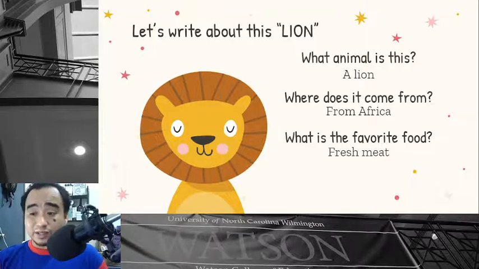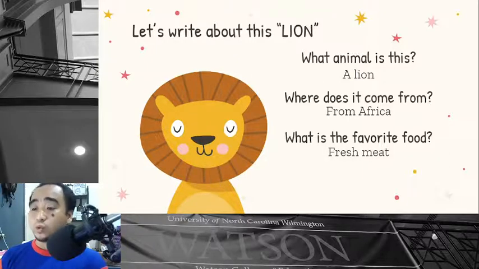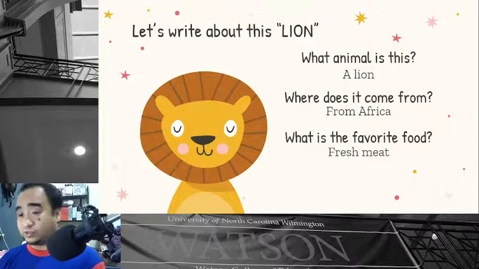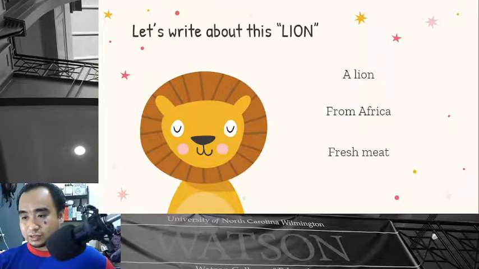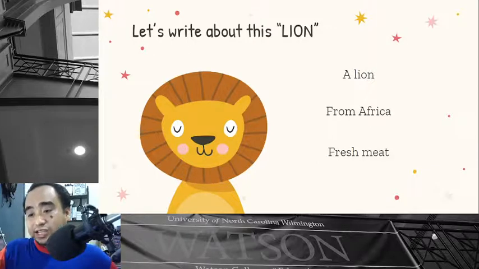So, for example, what animal is this? A lion. Where does it come from? Most probably from Africa. And what is the favorite food? Obviously, fresh meat. So now we have the answers for the three questions: a lion, from Africa, and fresh meat. How can we change these short answers into a poem?